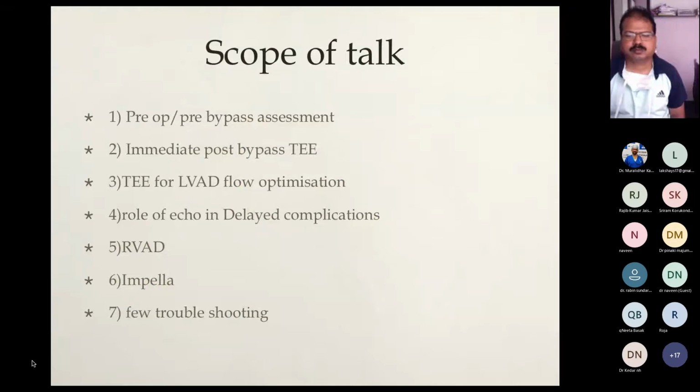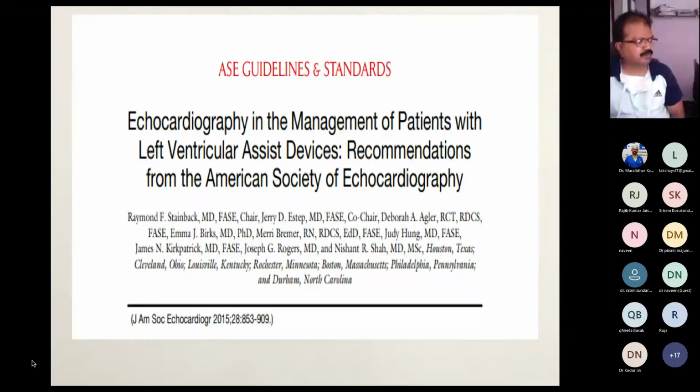I'll talk about LVAD mostly, but the scope of today's talk is pre-operative or pre-bypass assessment before LVAD surgery, immediate post-bypass TEE for LVAD flow optimization, the role of echo in delayed complications, something about the RVAD and Impella devices, and a few troubleshooting cases if we have time. My talk is based on these guidelines by the American Society of Echocardiography, which came in 2015. Whatever I will speak today has been from this article.